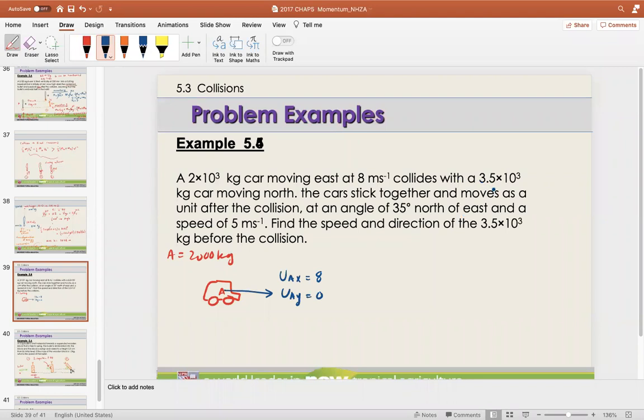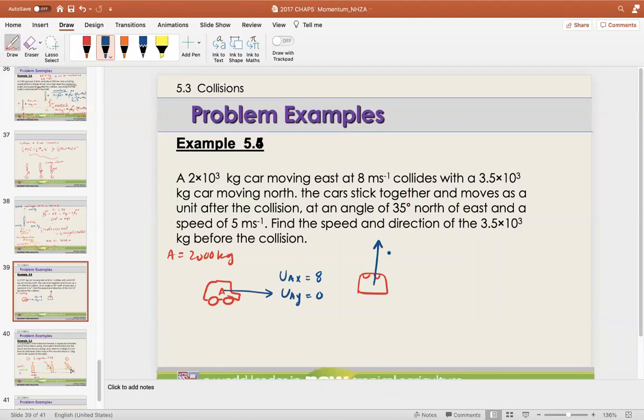And then it collides with a 3.5 times 10 to the 3 kilogram car moving north. So we have another car. Okay, it's about dia moving north. So, lupa dia macam ni lah kot. I don't know. Okay, so it's moving north.